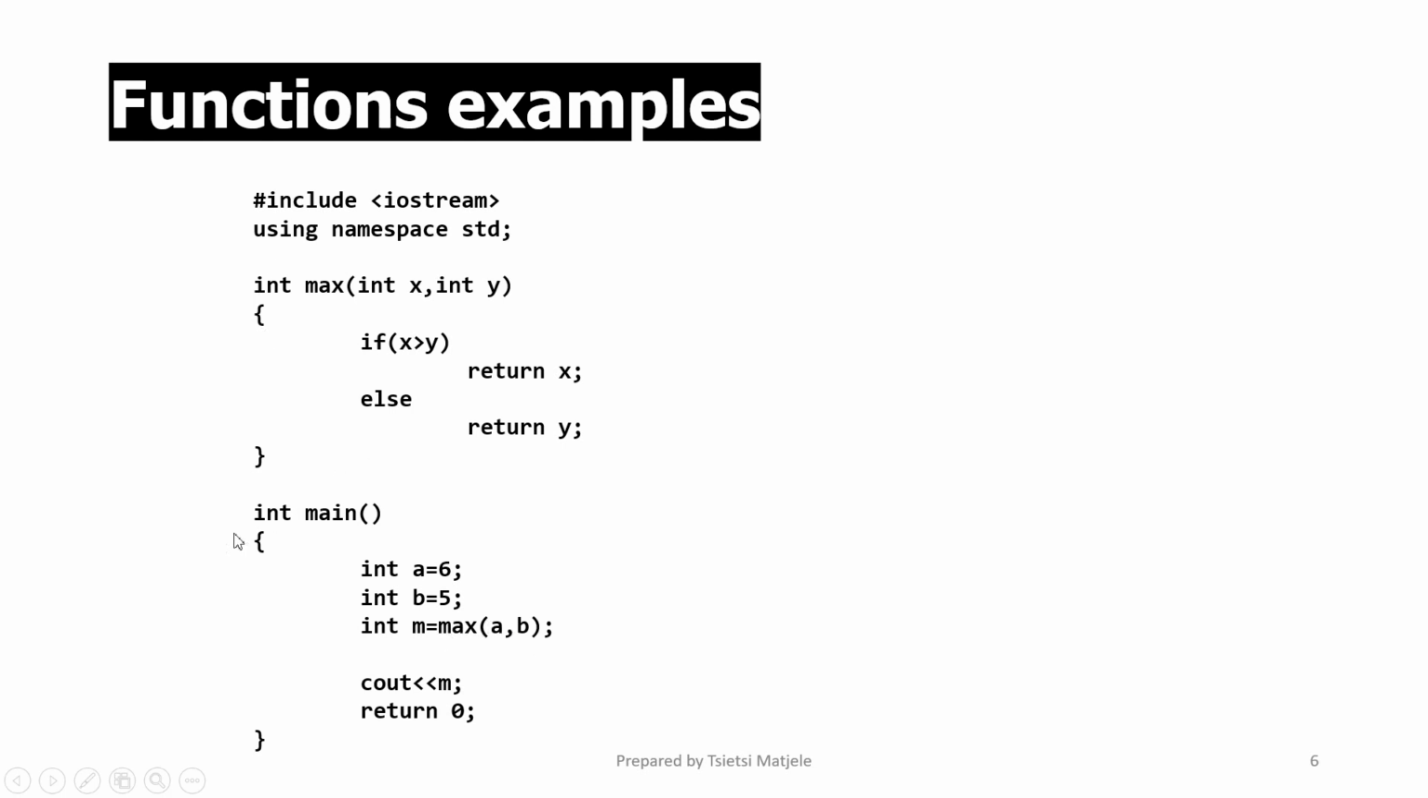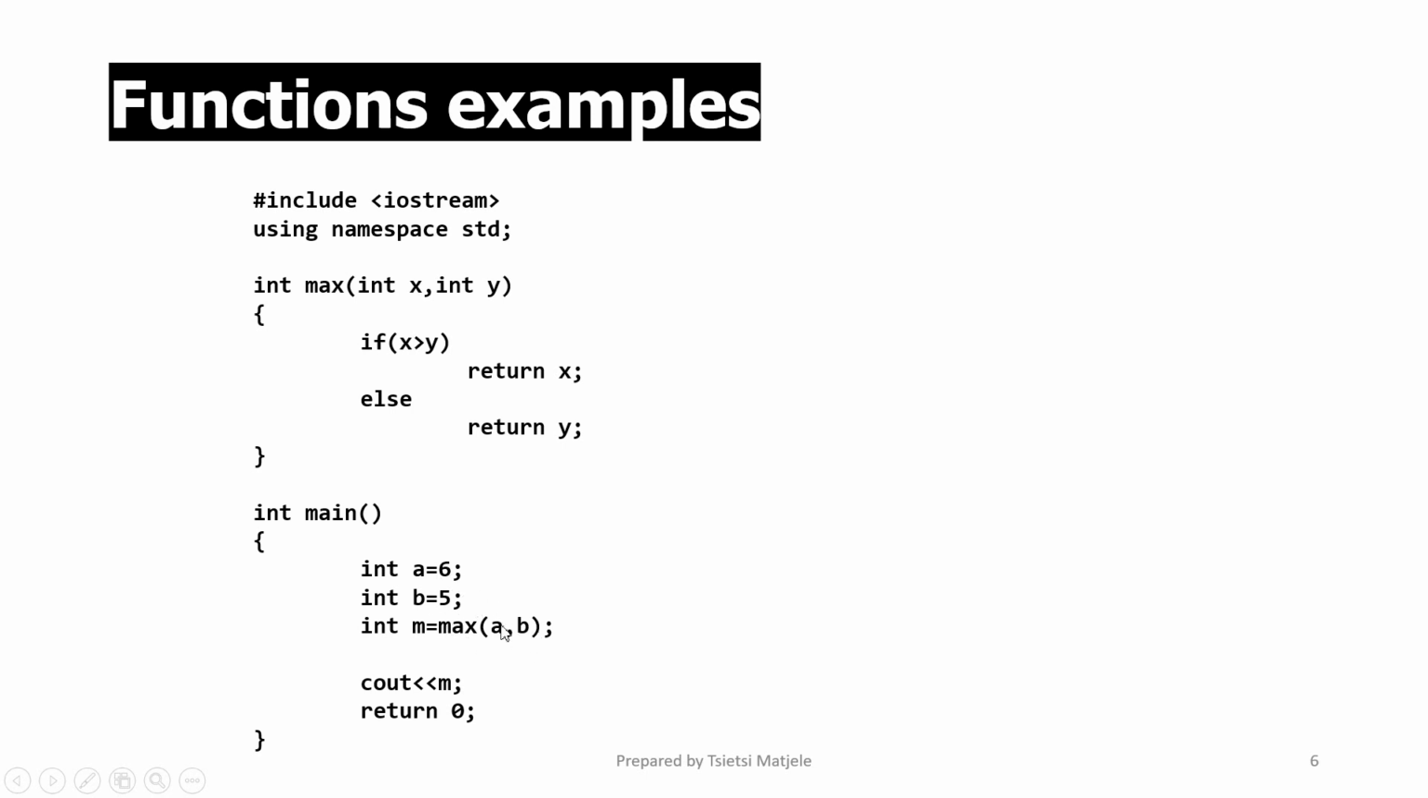This function is outside the main function, if you look at that. But we call this function inside the main function so that we can see the output or computation that is going on within this. So when we call this function, we pass our parameters here, which are a and b. Then a is 6, b is 5.